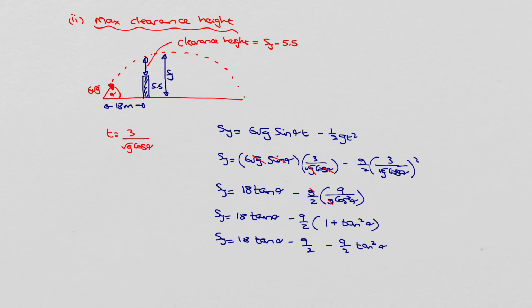And we know that the height of the wall is 5.5. So therefore we can say our clearance height, let's call it S, is going to be SY minus 5.5, so that's 18 tan alpha minus 9 over 2 minus 9 over 2 tan squared alpha minus the height of the wall, which is 5.5. So this is not the maximum clearance height, this is the clearance height.